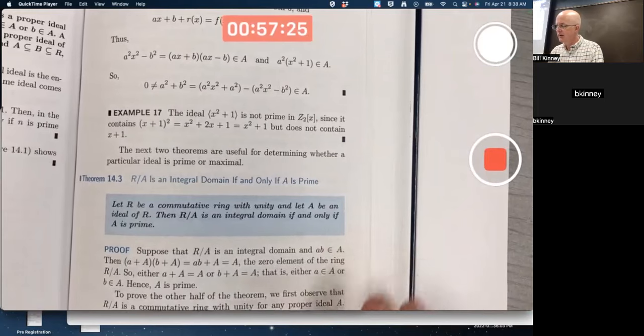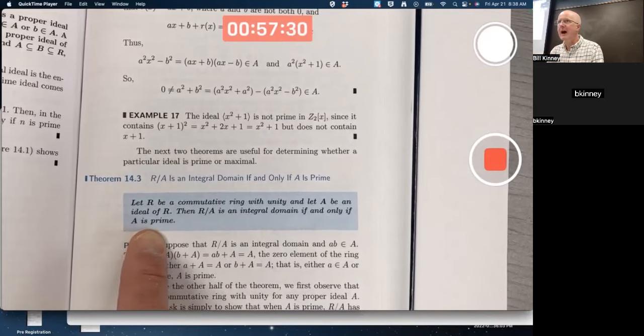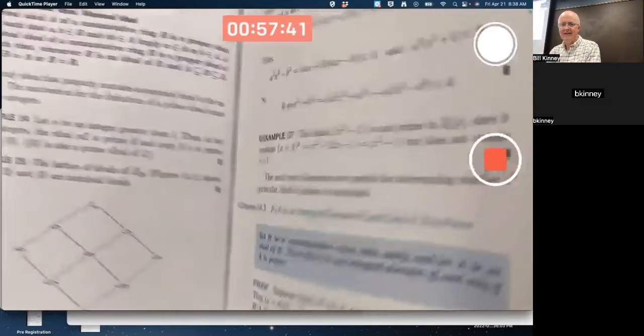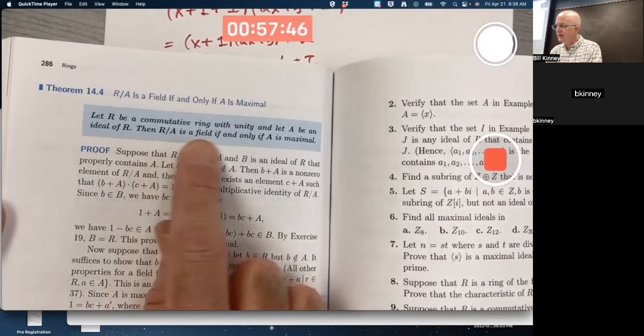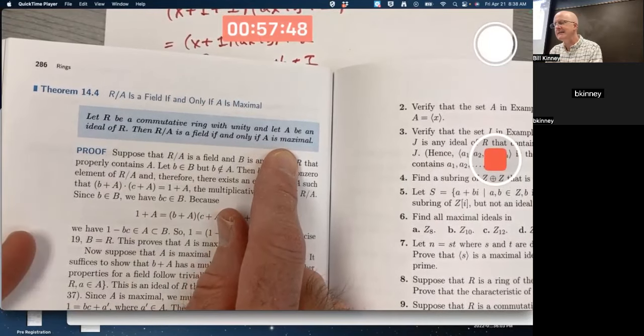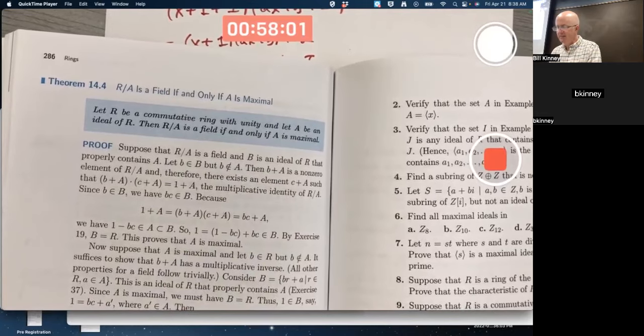In a commutative ring with unity, the factor ring R/A is an integral domain if and only if A is a prime ideal. We just say prime for short. And in the same setting, the factor ring is a field if and only if A is a maximal ideal. That's a real quick summary of some pretty challenging things. You should study it in depth. Study both the examples and the proofs.